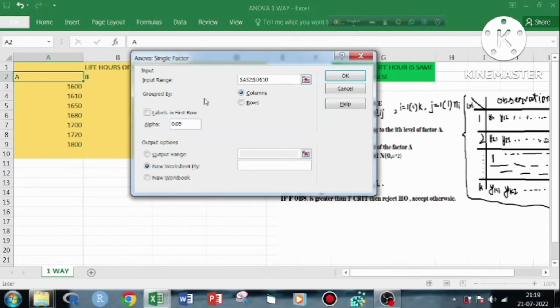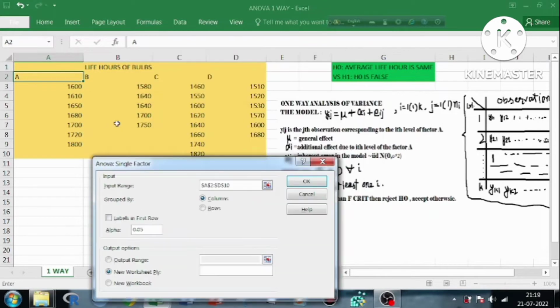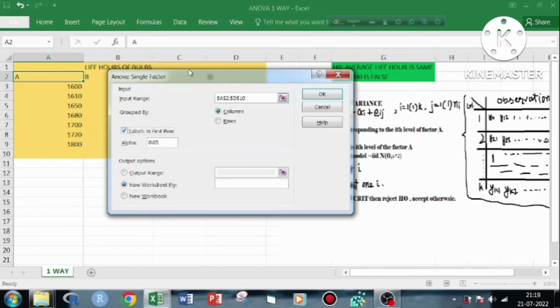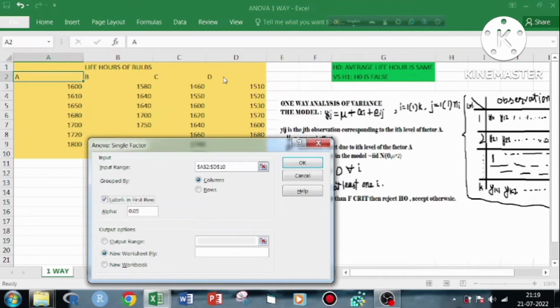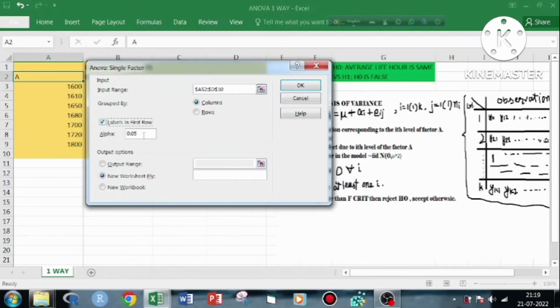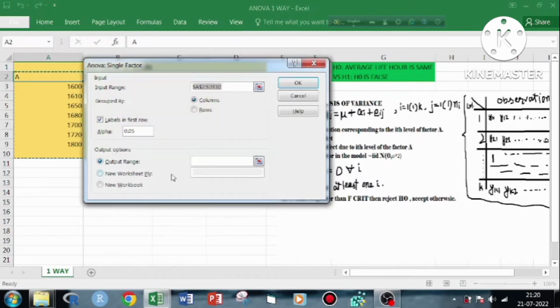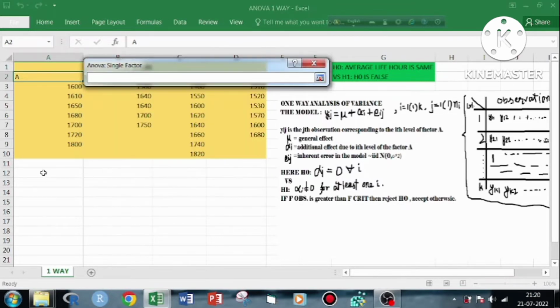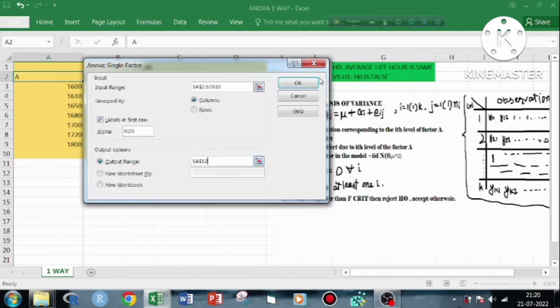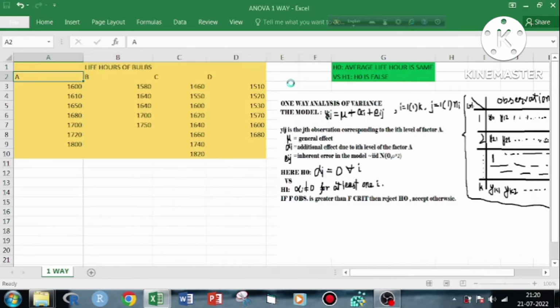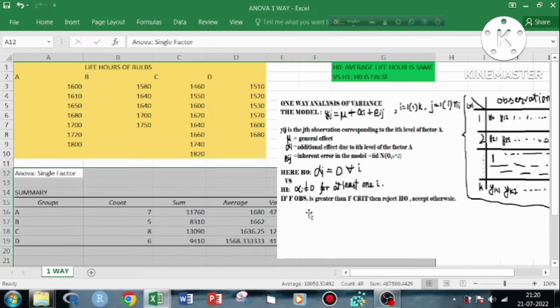Grouped by columns, yes, they are the columns A, B, C, D. Labels in first row, yes, definitely we have the labels in the first row. Alpha is the level of significance, 0.05. For the output range, select this cell and let's go. Yes, we have got our results. Let me just adjust a bit.